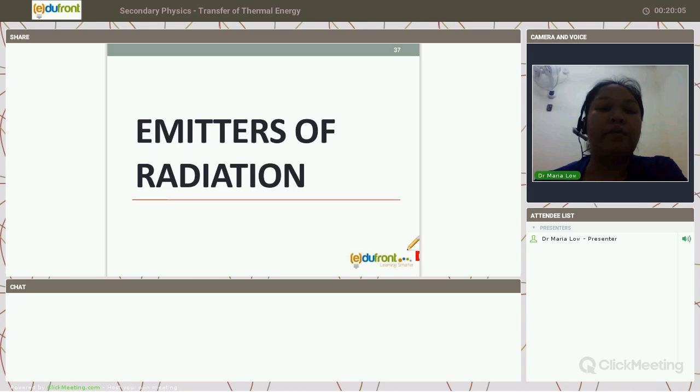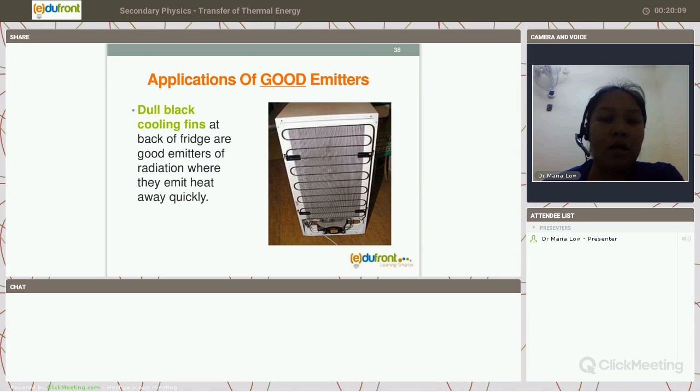So let's take a look at emitters of radiation in greater detail. So, applications of good emitters. Dull black cooling fins found at the back of a fridge are good emitters of radiation, where they emit the heat away quickly so as to channel the heat out from the interior of the fridge to the outside environment. You can see that all these wires are painted dull black because dull black is a good emitter of heat.